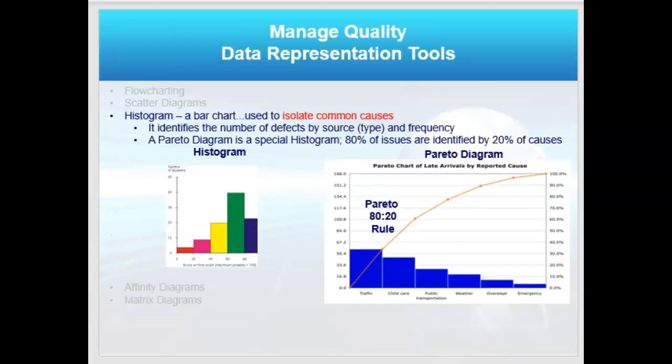Continuing with data representation tools, I have a histogram. Histogram is just a bar chart. It's very useful for showing peaks, right, and to help isolate common causes. But a Pareto diagram is that same bar chart, but reordered in the order of frequency, right? And then I can estimate up to 100%. Normally the Pareto rule applies here. So if I take 20% of my issues or my categories, that will solve about 80% of my problems. That's the 80-20 rule applied in the Pareto diagram.